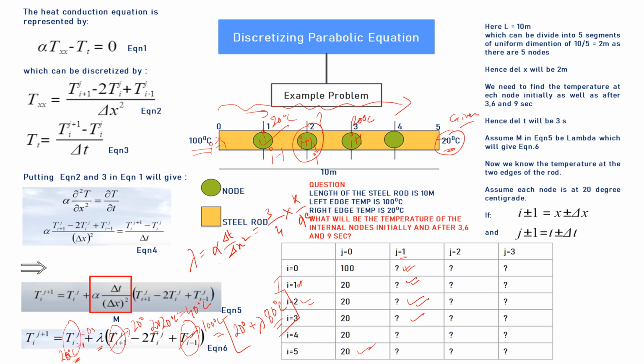So here at j is equal to 1, you can find the temperature at all these nodes with the help of this process. If we know alpha, if we know k and q, rho and c, you already know del t and del x squared, so you can easily find out what is the value of lambda, and you can do it. So after finding the temperature at all the nodes after 3 seconds, then you try to find the temperature at all the nodes after 6 seconds, and then after 9 seconds.